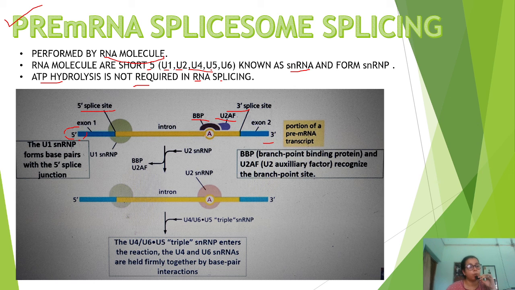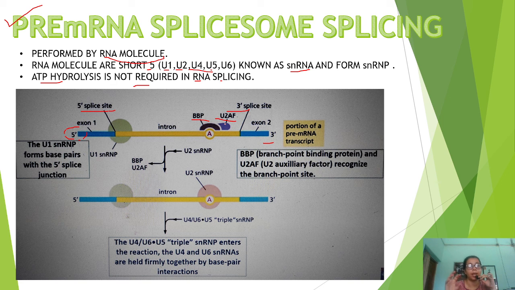You must be wondering why it is necessary to understand this branch point. The branch point is the site where the intron is present, and we need to remove this intron. So you should clearly understand that in this process the intron needs to be removed. For intron recognition purposes, a branch point is present in the intron.